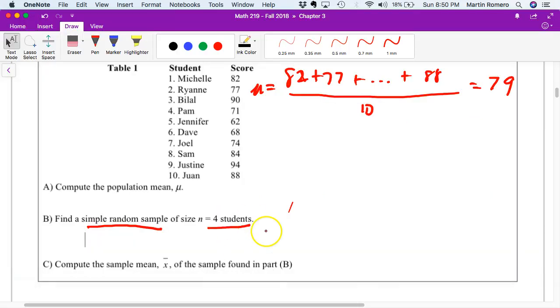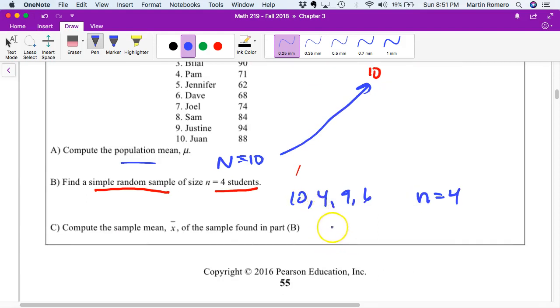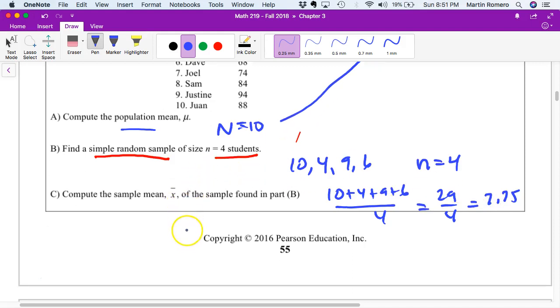And so what we would be doing is finding, we ended up choosing 10, 4, 9, and 6. So your little n is 4. In the population mean case, our big N was 10, because we used the entire population. And so if we were going to calculate the sample mean, you would just do 10 plus 4 plus 9 plus 6 divided by 4, 14, 20, 29 divided by 4, and that looks like 7.75. And so that would be a sample mean, or X bar.